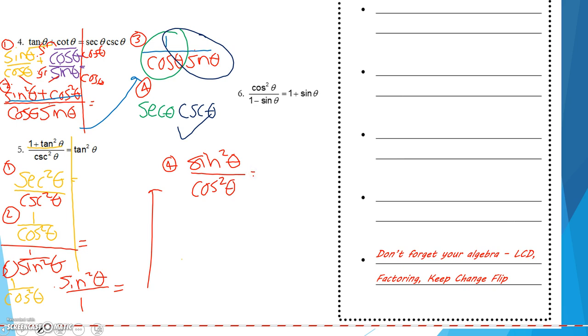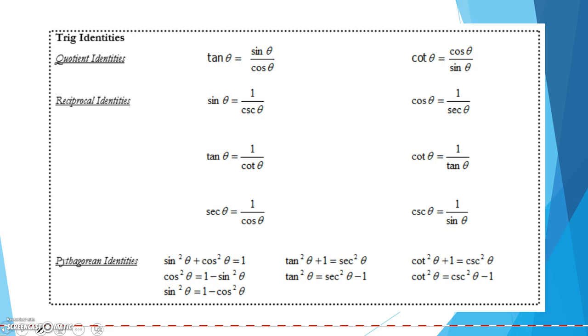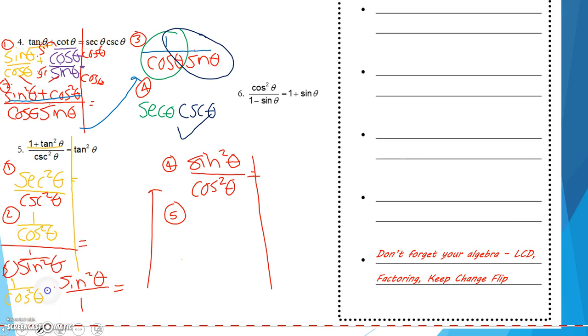Again, my end goal is tangent squared, and the little red blinker should go off in your head. Sine squared over cosine squared is an identity. That is tangent. Since everything's squared, it'd be tangent squared. So tangent squared it is.